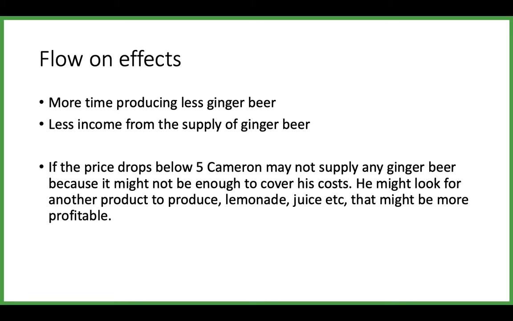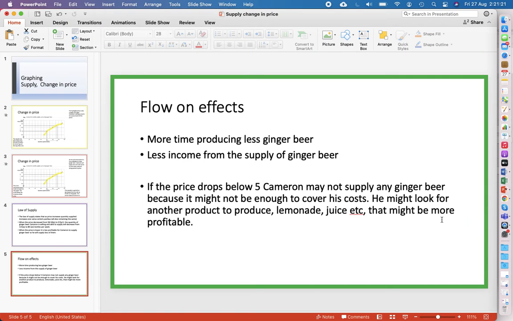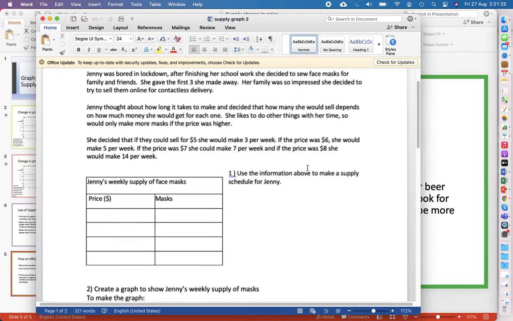He might decide to find another product to produce, something like lemonade or juice or something like that, that will be more profitable. Okay, I hope that concept made sense. Now we're going to move on to the worksheet that has been attached to this assignment. So I'll just swap over, and we've got our home learning.